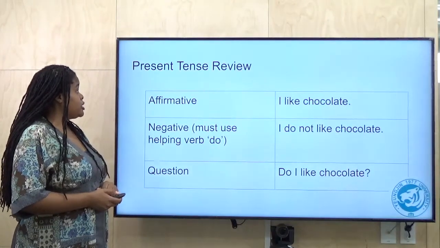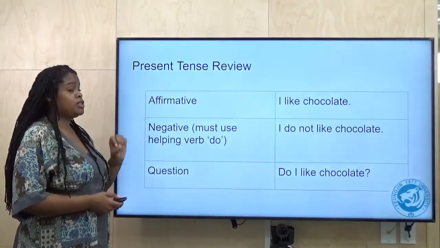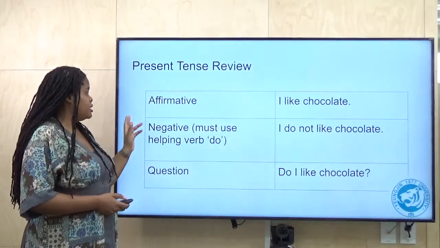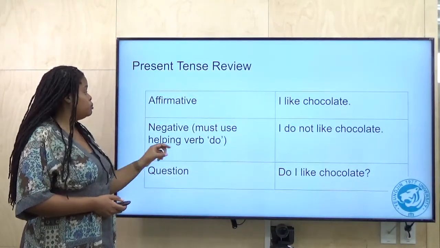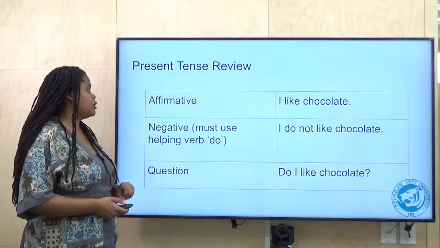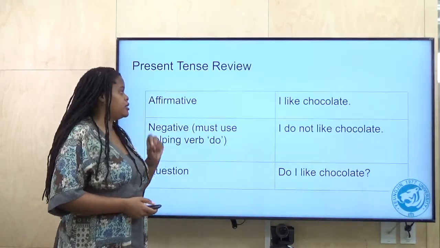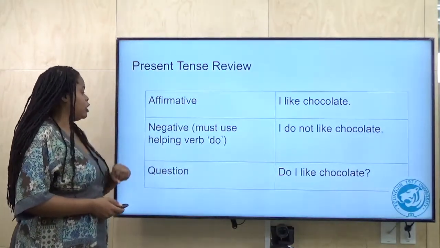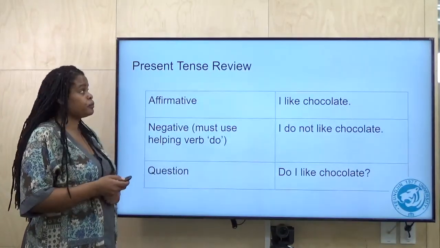More review with the present tense. This is how we write our sentences in the affirmative, so a yes sentence. The negative, which is a no, please remember you have to use the helping verb do in a negative sentence. I do not like chocolate. And here's if you would ask a question.